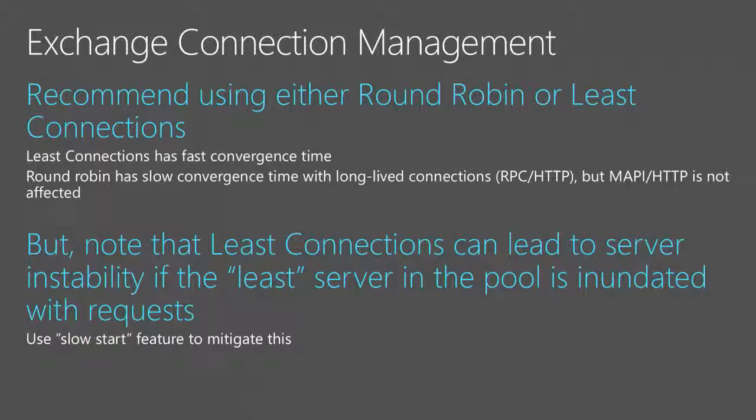So for that reason, if you're using leased connections, you want to make sure that your load balancer also has a feature. They go by different names. Sometimes they're called slow start. Sometimes they're called ramp up, or warm up, things like that. Look for that kind of feature. If you have that kind of feature, then use leased connections because that will mitigate the instability that can result from a new server being inundated with requests. If your load balancer does not have that feature, then don't use leased connections, use round robin instead. Okay, so that would be our guidance there.